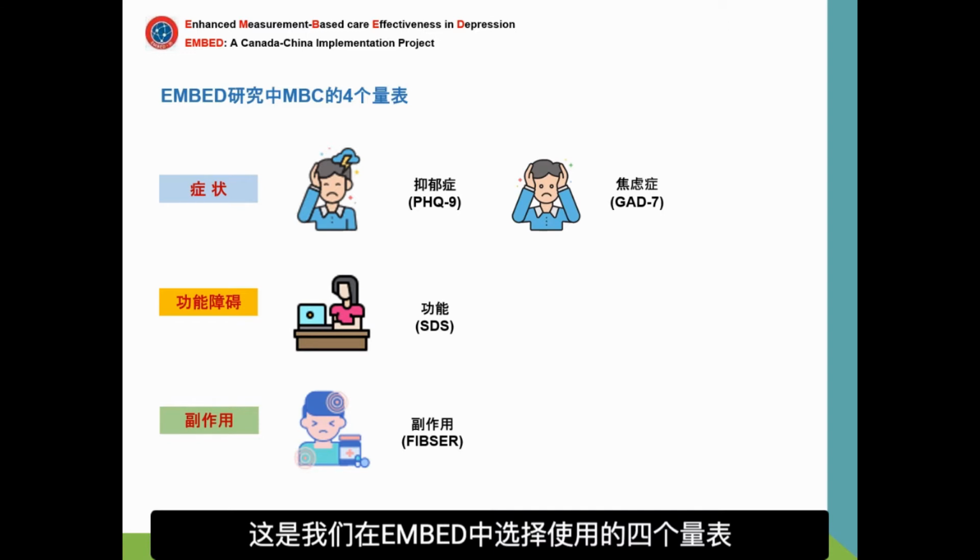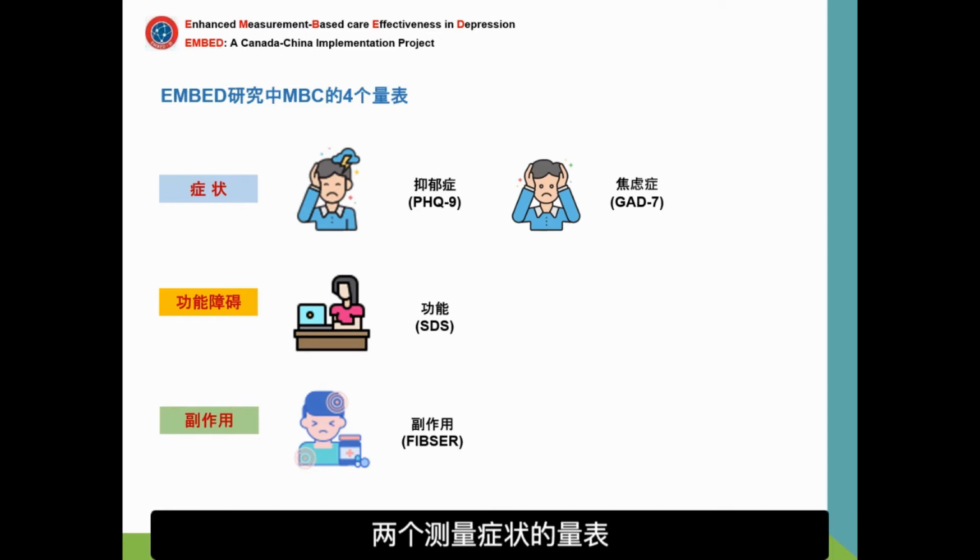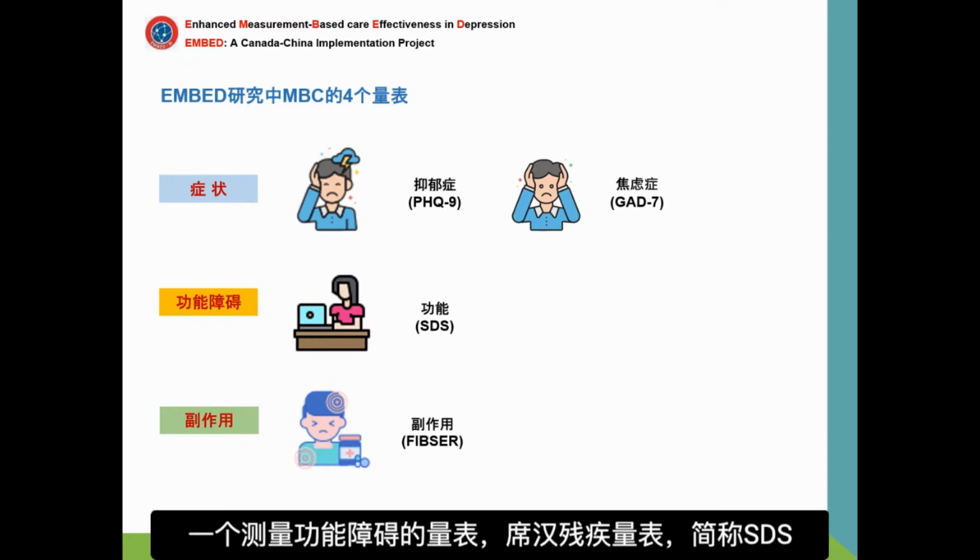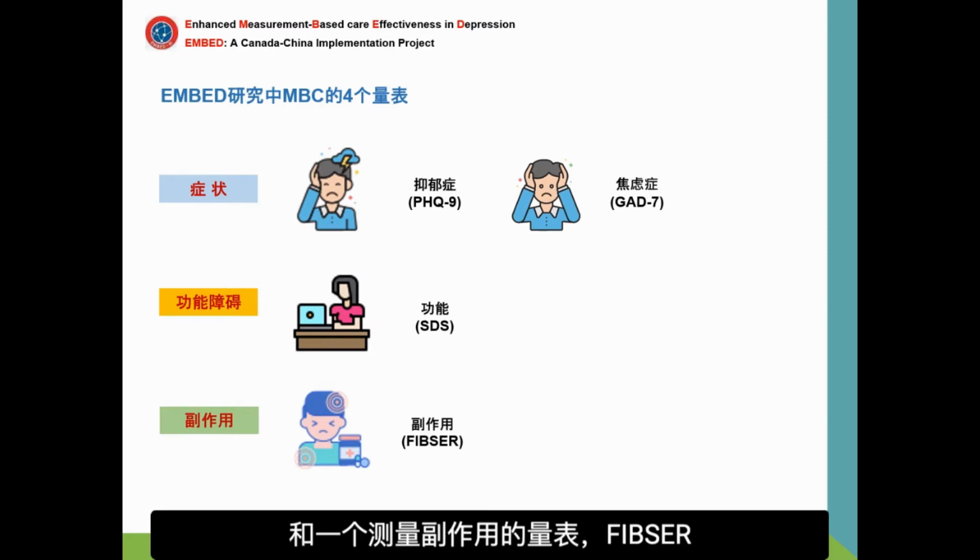These are the 4 scales that we chose to use in the MBED study. 2 scales that measure symptoms, the PHQ-9 for depression, the GAD-7 for anxiety, 1 scale to measure functional impairment, the Sheehan Disability Scale, or SDS, and 1 scale to measure side effects, the FIBSR.